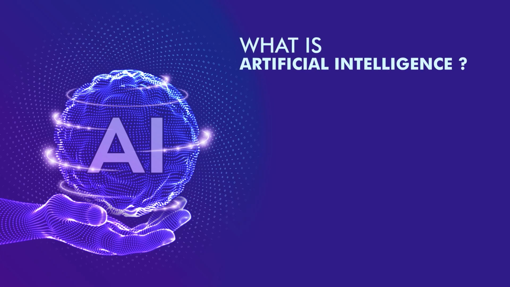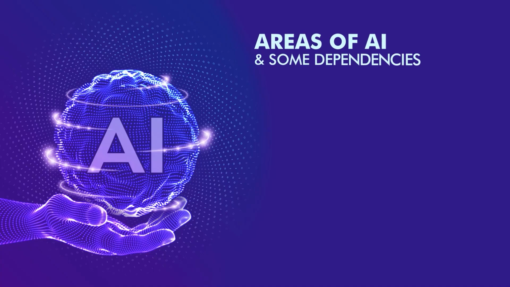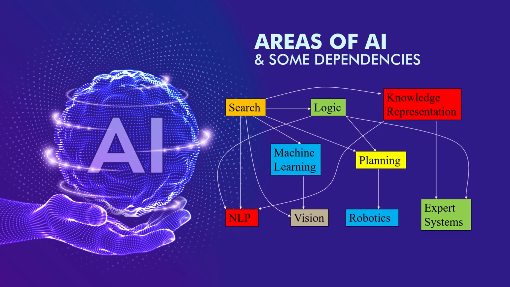What is artificial intelligence? Artificial intelligence or AI is the science and technology of creating machines that can perform tasks that would typically require human intelligence. These machines are designed to perceive, reason, learn and act, empowering them to tackle complex problems in innovative ways. AI encompasses various exciting areas, each with its unique focus as shown in the figure.